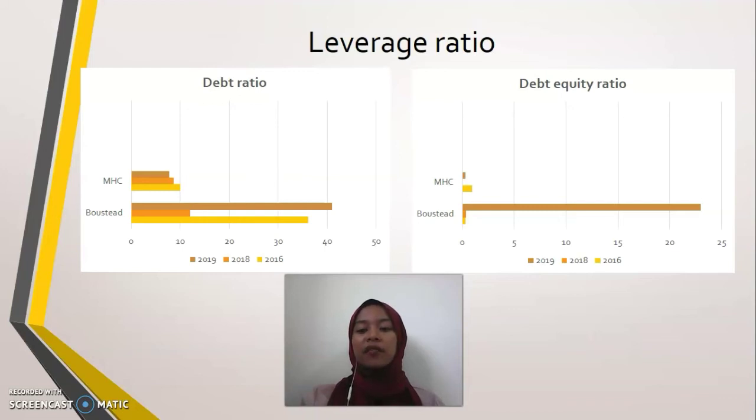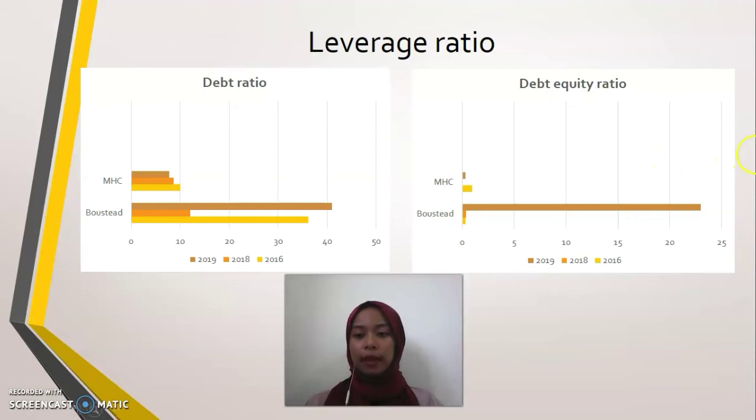The debt equity ratio for MHC decreased to 0.003% in 2017 from 0.97% in 2016 and increased to 0.3% in 2018. It shows that the assets that are supported by debts are increasing in 2018.